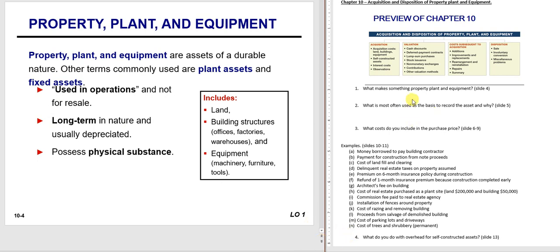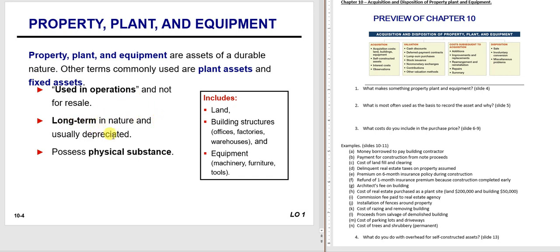So what makes something property, plant, and equipment is this item over here. It's basically used in operations and not for resale. So some of these items you probably want to put examples of what they're not. So fixed assets are used, they're not for resale. In other words, it's not inventory. It's usually long-term in nature. It's also not an investment. So for instance, land is usually a fixed asset, but if you buy land for an investment, it's not a fixed asset. It would go under your investing section.